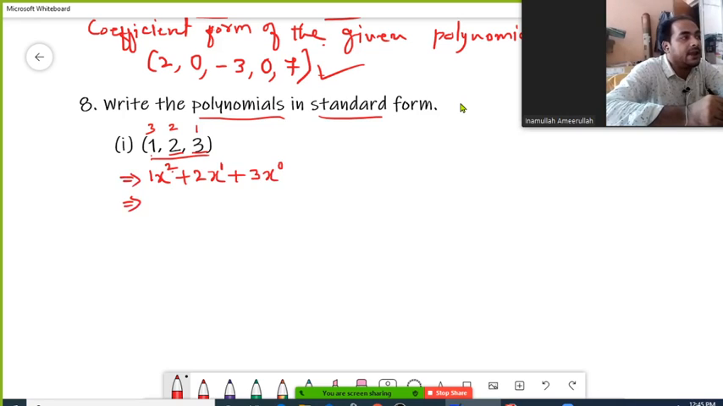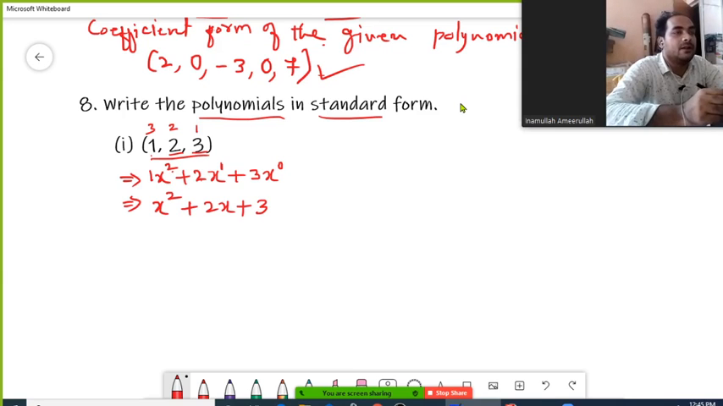And this can be written as 1 into x square can be written as x square plus 2 into x raised to 1 can be written as 2x plus 3 into x raised to 0 can be written only 3, because if power any variable raised to power 0, that is considered 1, and if you multiply 1 with 3, it will remain as 3 itself. So this is the required polynomial. We will take one more example.